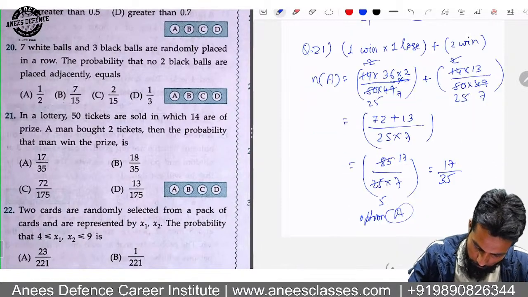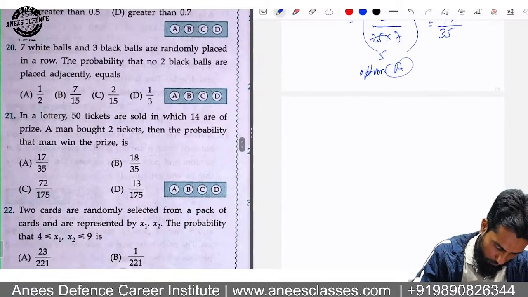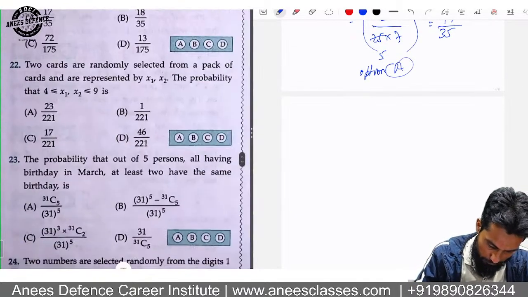Understanding all of you? Moving to next question after 21st, 22nd number question.